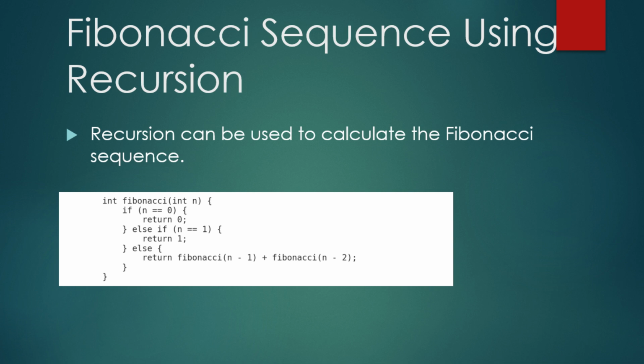This function calculates the Fibonacci sequence by calling itself twice, once with n minus 1 and once with n minus 2. The base cases are when n is 0 or 1, in which case the function returns the corresponding Fibonacci number. Otherwise, it sums the two previous numbers in the sequence.